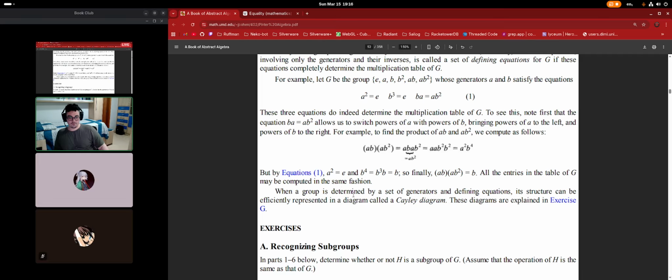When a group is determined by a set of generators and defining equations, its structure can be efficiently represented in a diagram called a Cayley diagram.